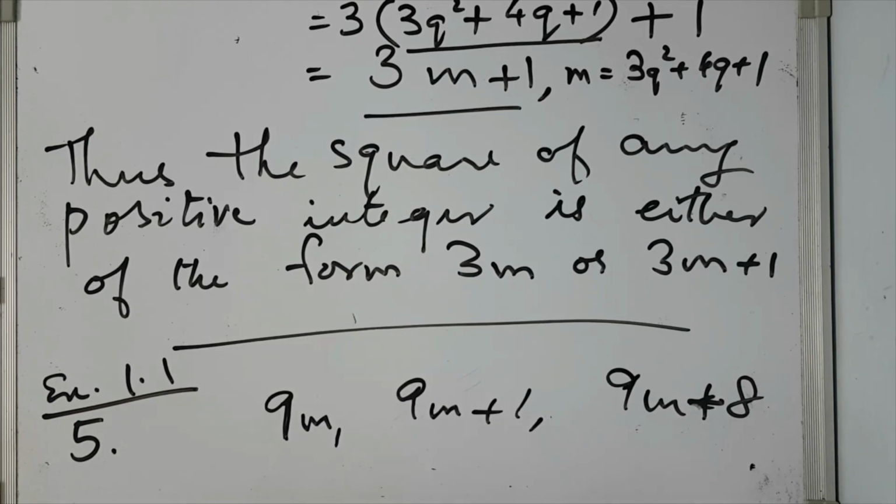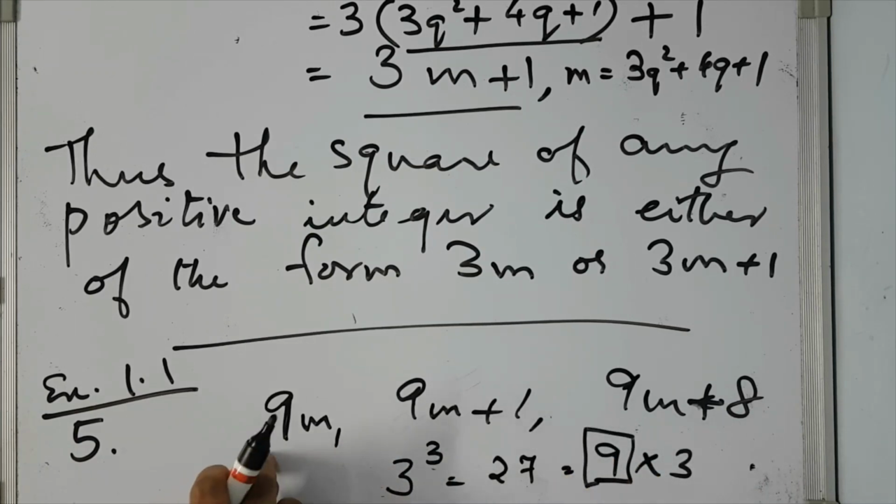if you think a little bit, it is a cube. So no need of taking 9. We can even take 3, because 3 cubed contains 9. 3 cube is 27, and in 27 there is 9 into 3. So even if we take b as 3, you can take b as 9 also. Only the procedure will be big. You can do it, and very clearly you will get these 3 forms. But it will take a long time.